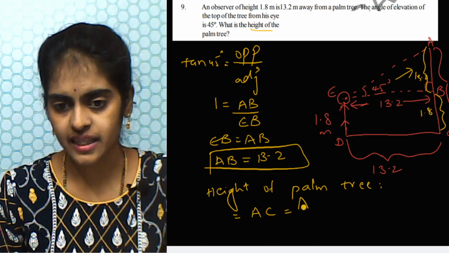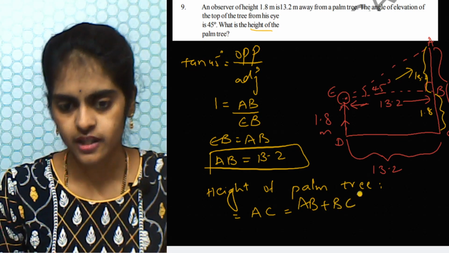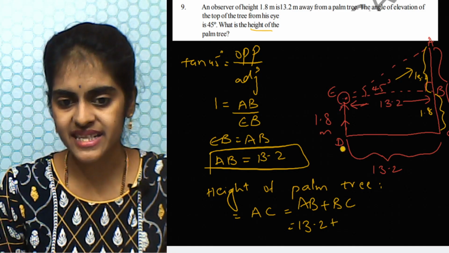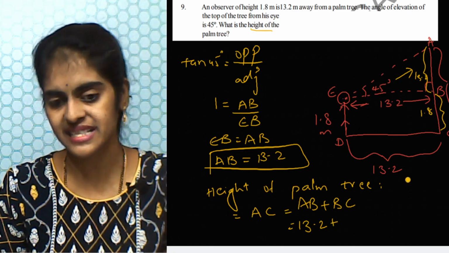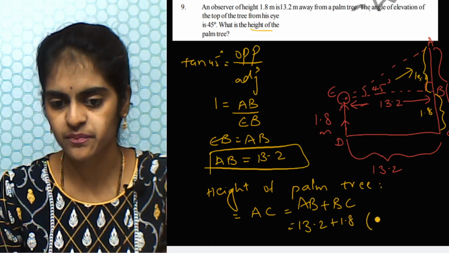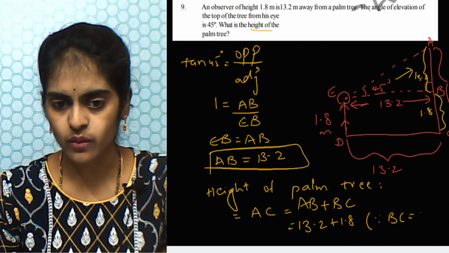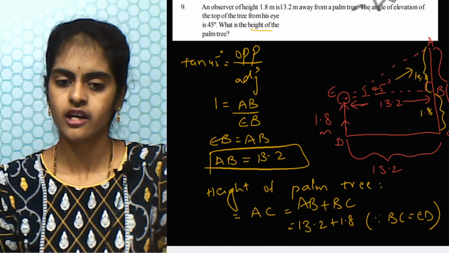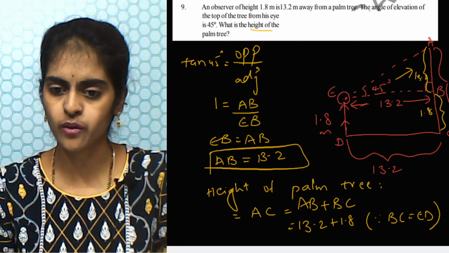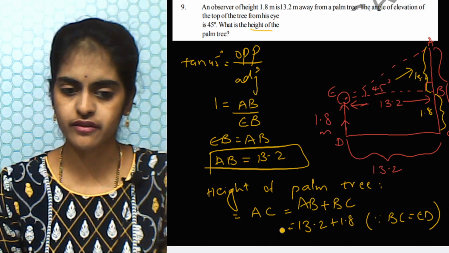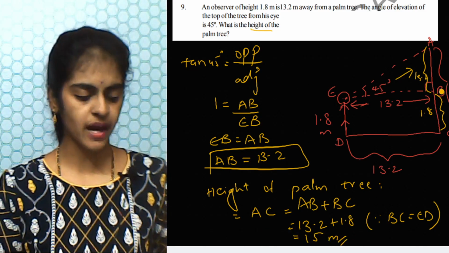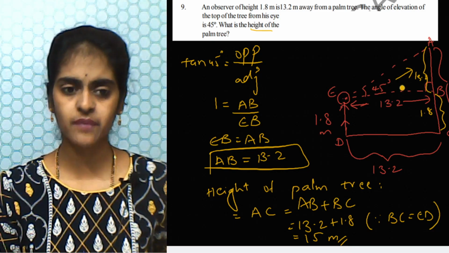AC I am getting by AB plus BC. Now what is AB? AB is 13.2, which you have calculated, plus BC is nothing but the height of the observer. BC is 1.8, since BC is equal to ED or DE, the observer height. So 13.2 plus 1.8 gives you 15. So AC is 15 meters. The height of the palm tree is 15 meters. Clear? So now let us move on to the next question.